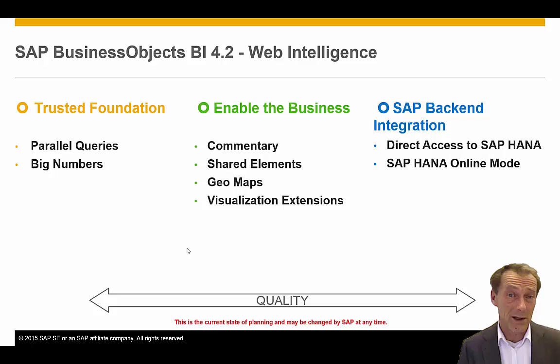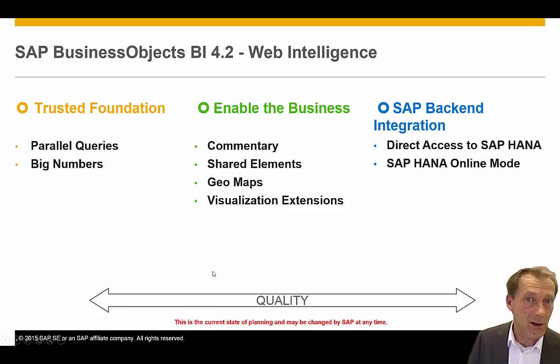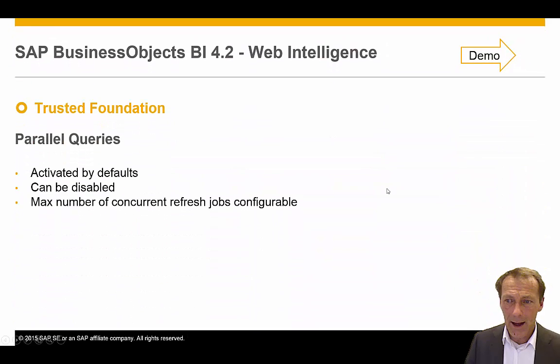For end users, the commentary solution, very important enhancements which we can now do throughout the full Web Intelligence solution. Shared elements. If you have things that you want to be available for your end user that need to be the same every time, you can store them as a shared element in the shared element folder. Geomaps enhancements, I'll show you some examples, and we can do the extensions that you know from Lumira. And very important in terms of SAP backend integration, direct access to SAP HANA and online access to HANA if you need. Well, let's go into detail a little bit more.